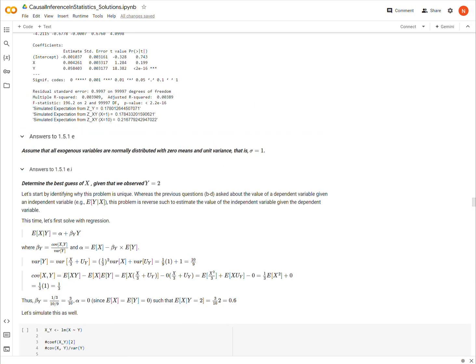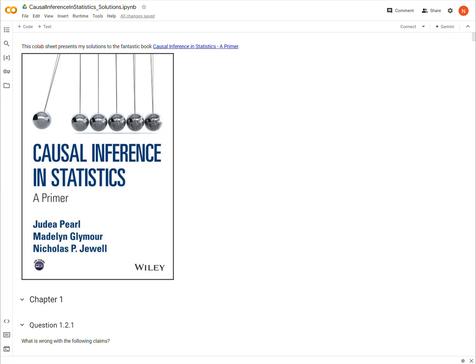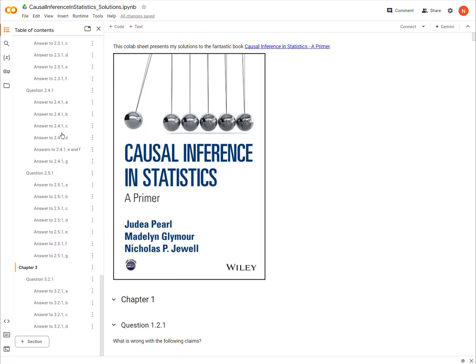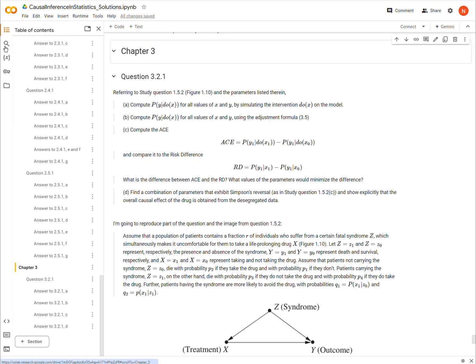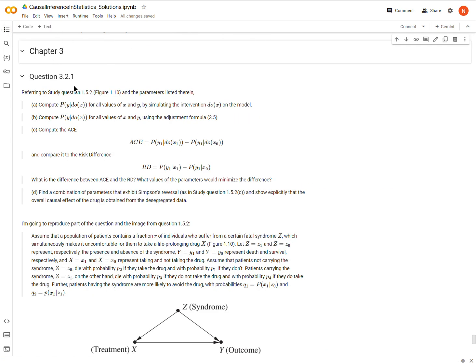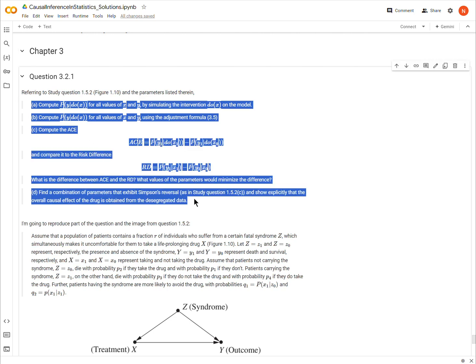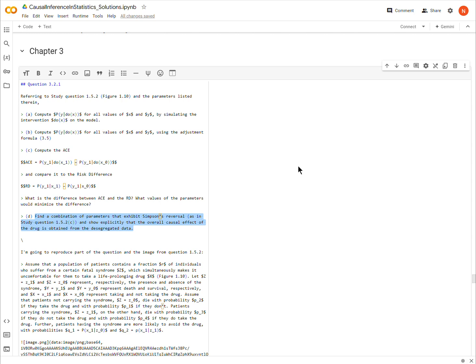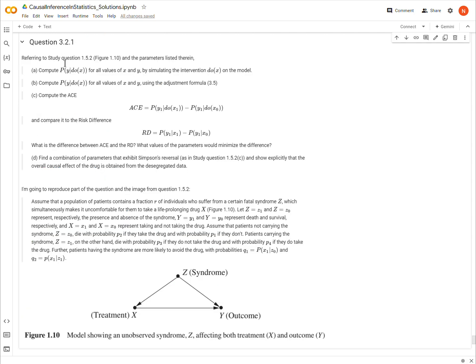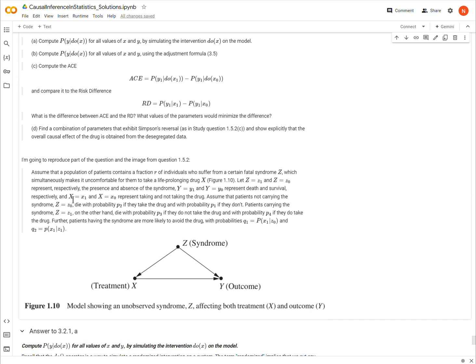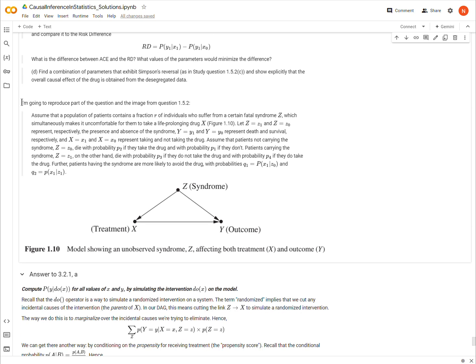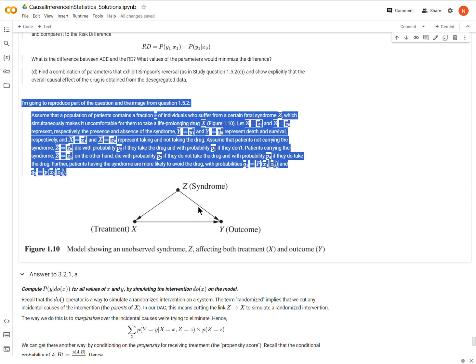We are just beginning chapter 3 of this book, Causal Inference in Statistics. So let's go down to the question. The first question in 3 has 4 parts, A through D. We'll read them as we come to them. But what's important is that this is piggybacking off of question 1.52 and figure 1.10 in that question, and I've reproduced that question and the figure here.